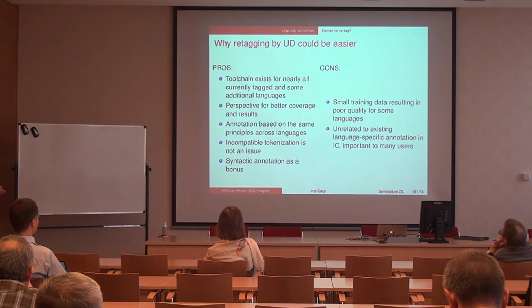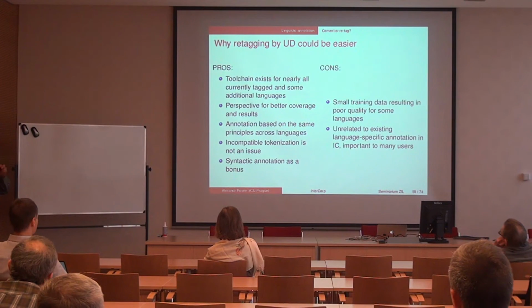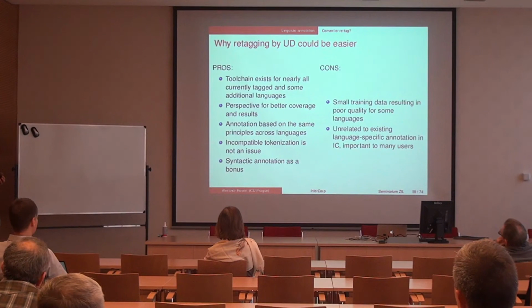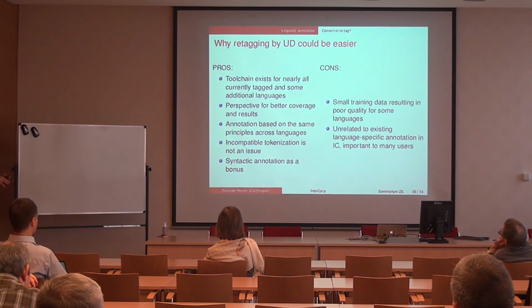So why could retagging by a universal system, Universal Dependencies, be easier? You have the tool chain for many languages. You have the chance that it would work better in time, because so many people use it, and treebanks are used. You have annotation which is based on the same principles across languages. Incompatible tokenization is not an issue, because you start from the beginning. And you get syntactic annotation as a bonus.